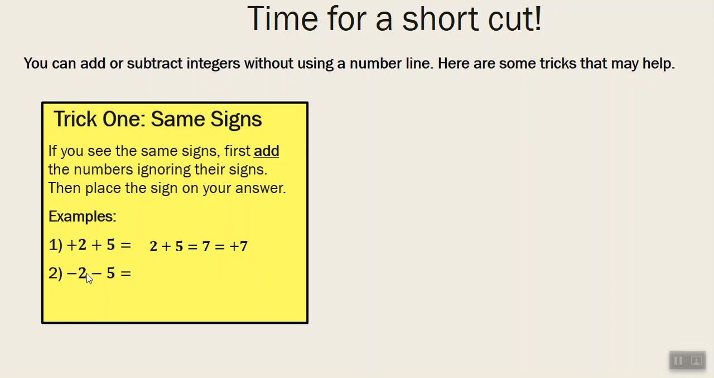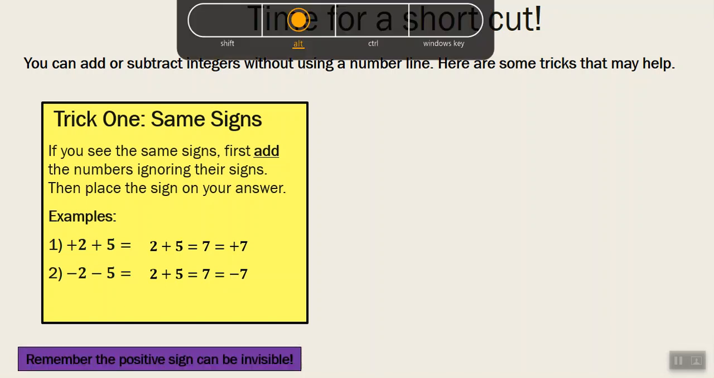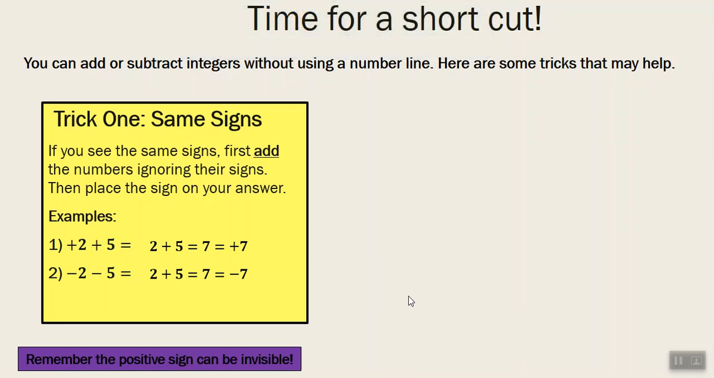With this one down here, using the same trick, if I add those, 2 plus 5 is 7. So my answer will have a 7, but it's a negative because I had two negative signs here. Okay? So my answer would be a -7. And we can try and visualize what's happening as well. And remember, the positive sign can be invisible.